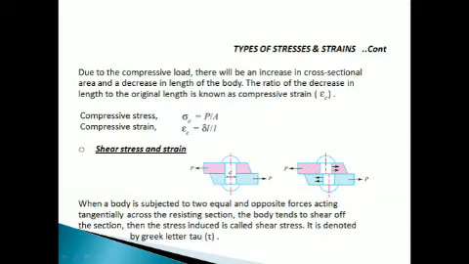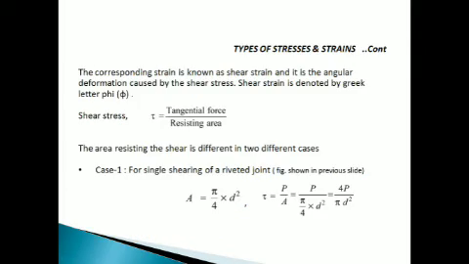Coming to shear stress and shear strain. When a body is subjected to two equal and opposite forces acting tangentially across the resisting section, the body tends to shear off the section. Then the stress induced is called the shear stress, and it is denoted by Greek letter tau. The corresponding strain is known as the shear strain, and it is the angular deformation caused by the shear stress. Shear strain is denoted by Greek letter phi.